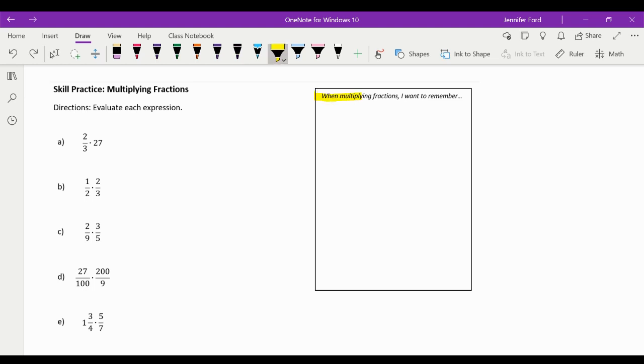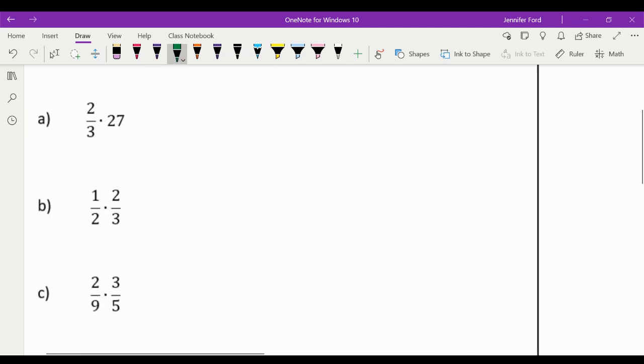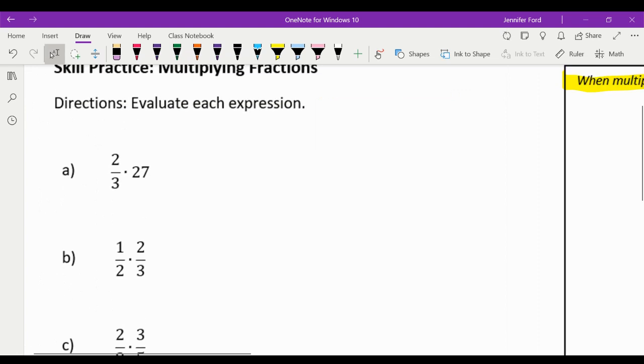This little box right here where it says, "When multiplying fractions, I want to remember," that's for your own notes, so leave that blank until the end. And then when you're done, you can go back through and decide what it is that you want to remember from this video. Okay. So here we go. And I am going to make these a little bigger so it's easier to read.